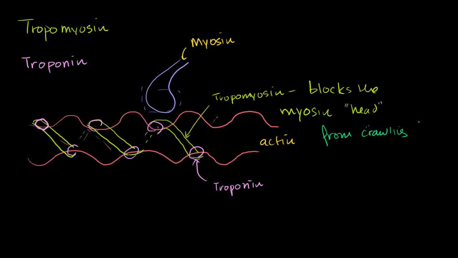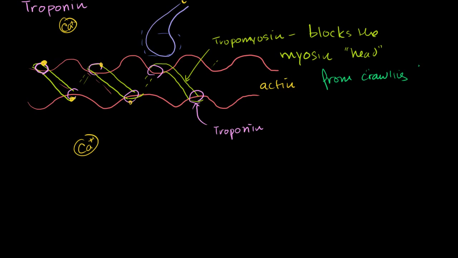And the only way to make it unblocked is for the troponins to actually change their conformation, for them to change their shape. And the only way for them to change their shape is if we have a high calcium ion concentration. So if you have a bunch of calcium ions, what they do, if you have a high enough concentration, these calcium ions are going to bond to the troponin, and then that changes the conformation of the troponin enough to move the configuration of the tropomyosin. So let me write this down.